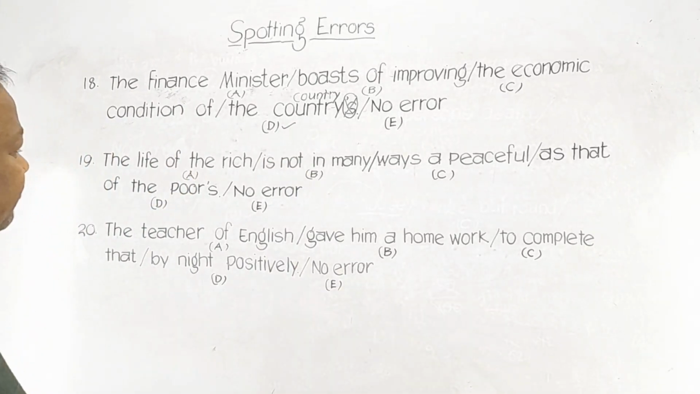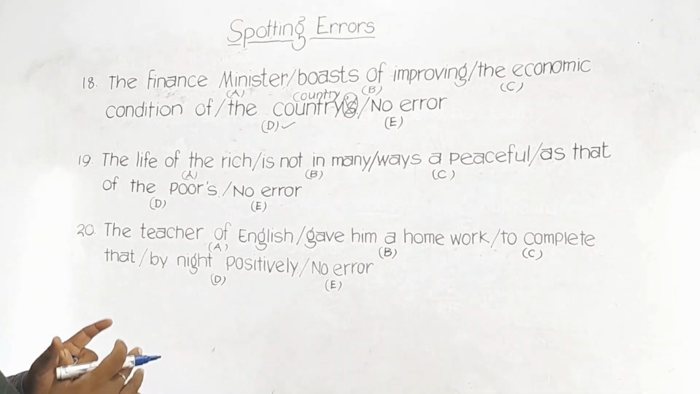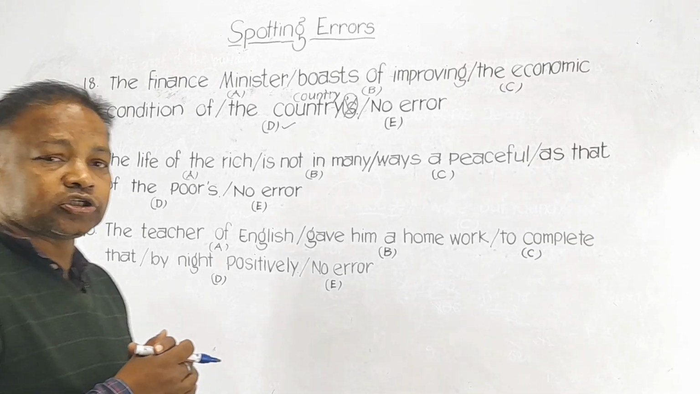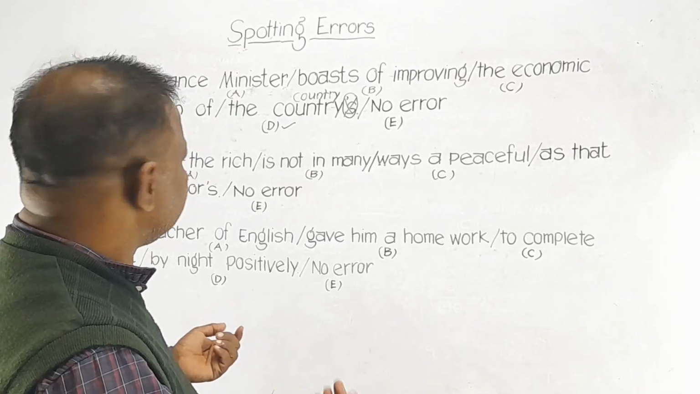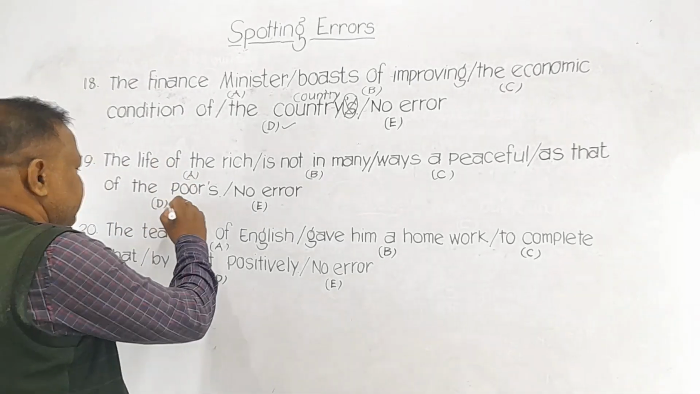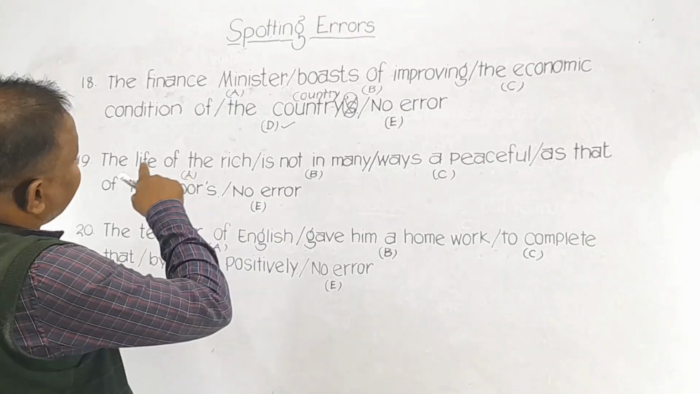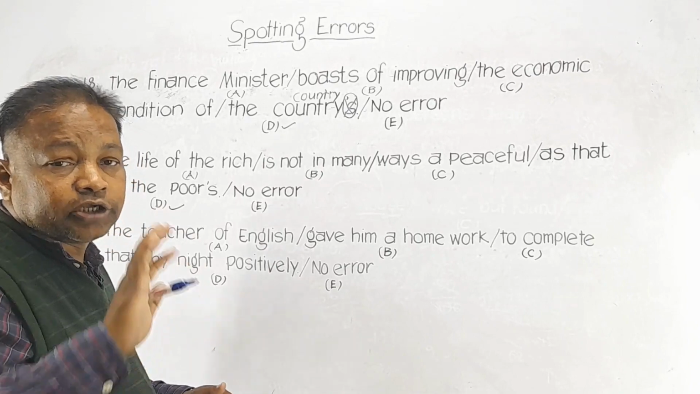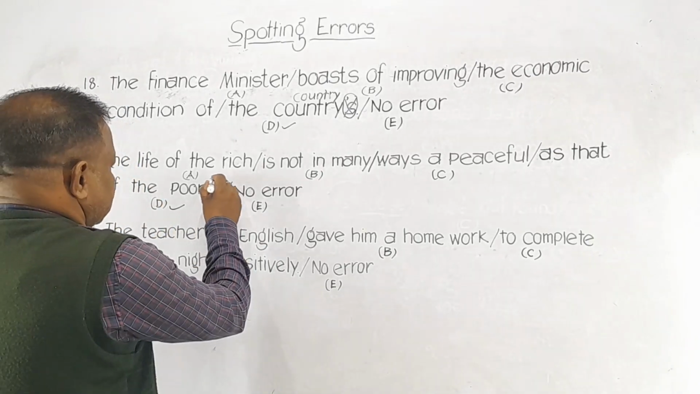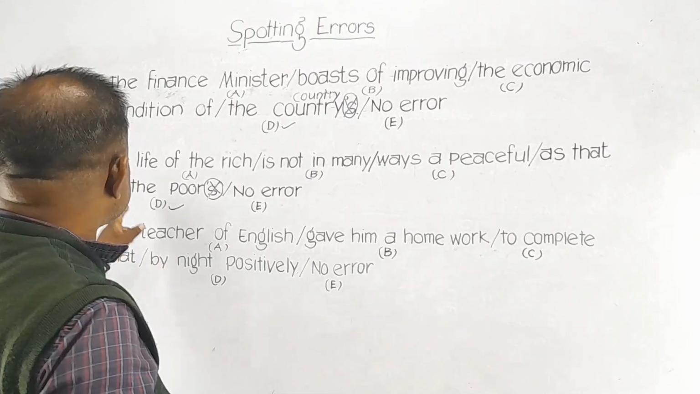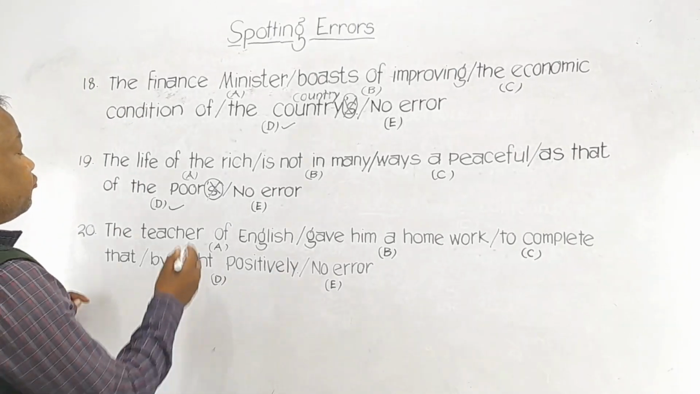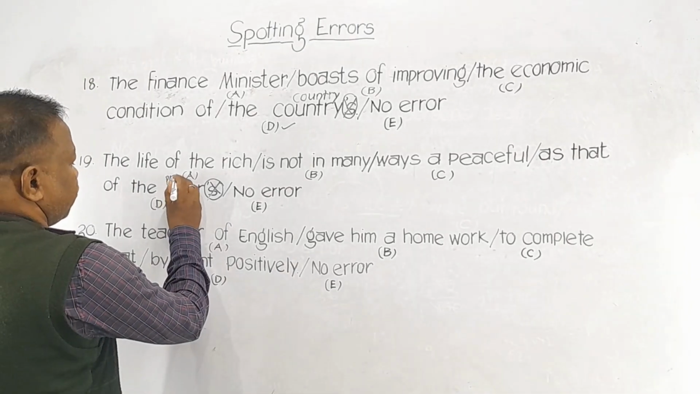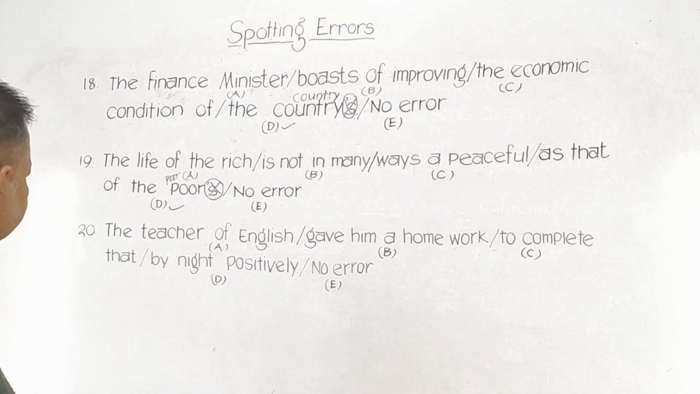Number 19. The life of the rich is not in many ways so peaceful as that of the poor. In part A, the life of the rich, we don't find any error. In part B, is not in many, no, ways are peaceful, no, as that of the poor. Yes, we find error in part B. Listen, if you use as that of, you should not add apostrophe s. So the answer is simply as that of the poor. The life of the rich is not in many ways so peaceful as that of the poor. Simply you need to write poor. You cannot write poors.